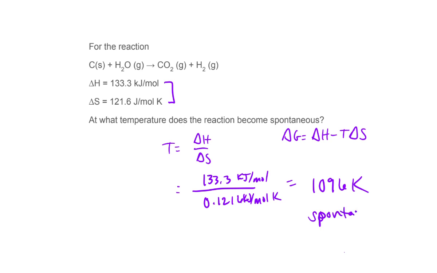Spontaneous above 1096 Kelvin. So this goes back to that table that we were referring to. If you have a positive delta H and a positive delta S, only above a certain temperature does that reaction become spontaneous. Below this temperature, it's going to be non-spontaneous. Okay? There's probably a bit of memorization to do with that table. Make sense?